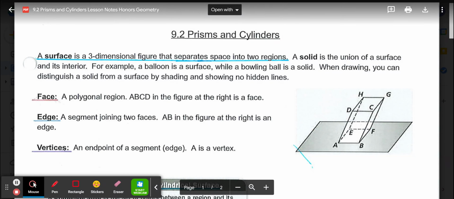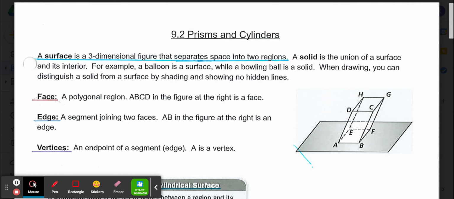For example, a balloon is the surface, while a bowling ball is a solid, meaning the balloon is just the latex or the material filled with space in between, whereas the bowling ball is solid to the core, so the bowling ball includes the surface and the interior. When drawing, you can distinguish a solid from a surface by shading and showing no hidden lines.